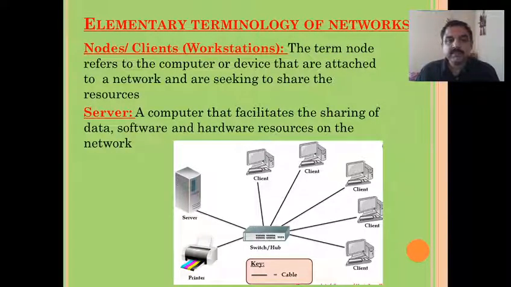Second term is server. A server is a computer that facilitates the sharing of data or software or hardware resources on the network. So data, software or hardware resources can be shared. The system which facilitates the sharing of data or software or hardware resources, we call it a server. Clear? So there are mainly two things, node and server. Any system connected to a network can be called a node. A computer that facilitates the sharing of data is called a server.